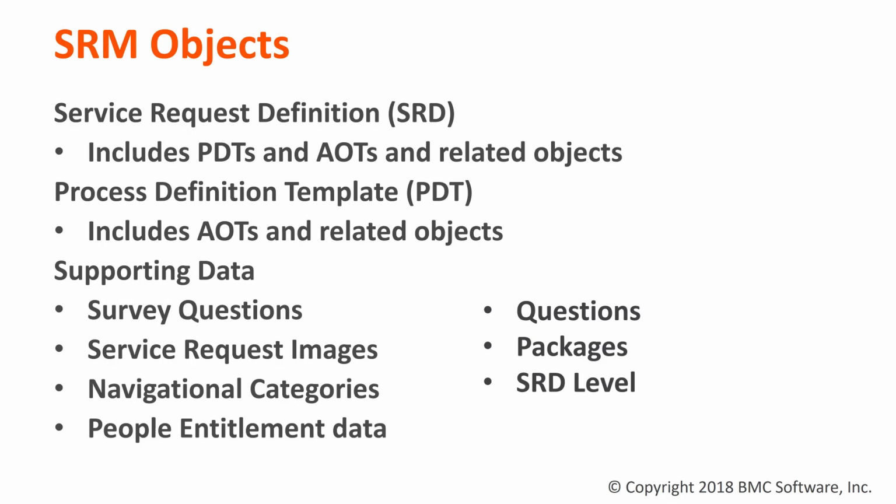So we have three main options: SRD, PDT, and lastly, supporting data. If you select supporting data, all of the supporting data is relevant to the SRM defined objects that are in use. The supporting data encompasses survey questions, service request images, navigational categories, people entitlement data, questions, packages, and SRD level.